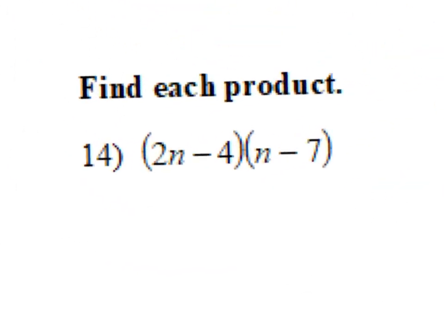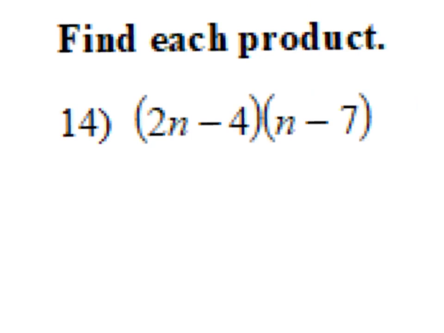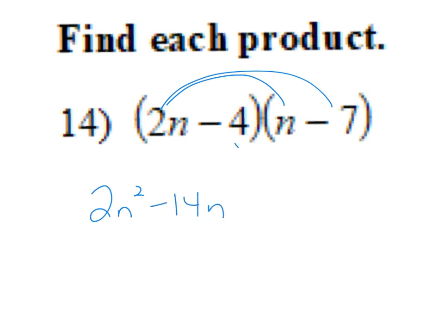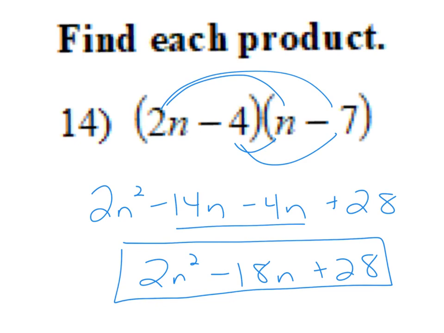Okay, on this one, find product, we're going to just FOIL it out. So we're going to multiply and get 2n squared minus 14n minus 4n plus 28. Now combine like terms in the middle. So 2n squared minus 18n plus 28. And that's your final answer there.